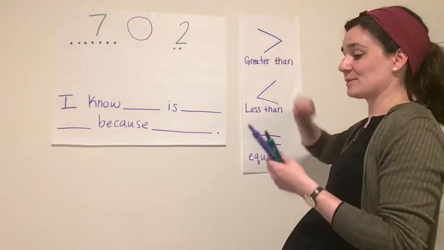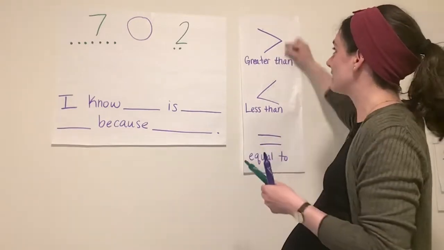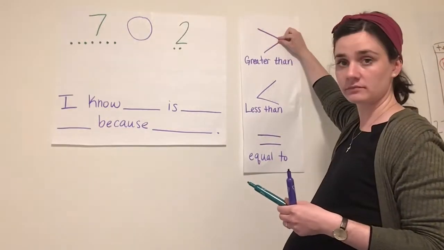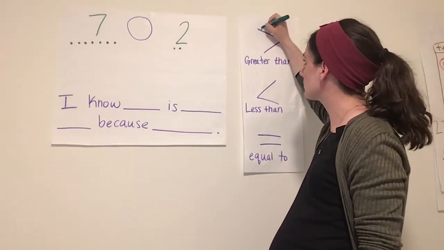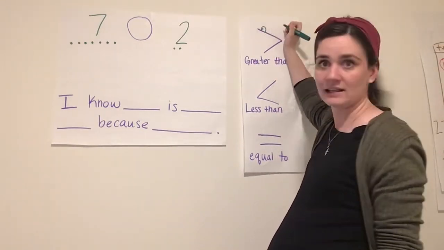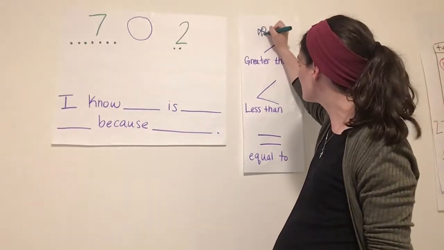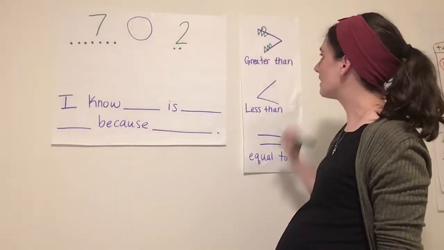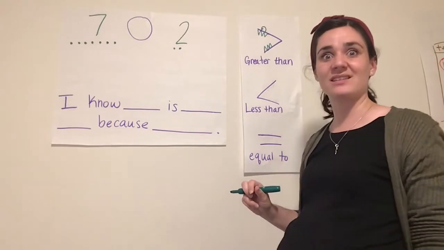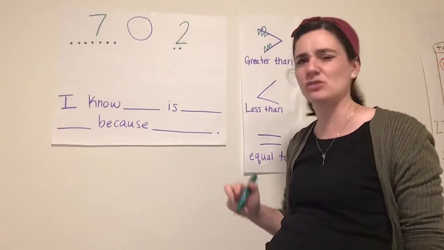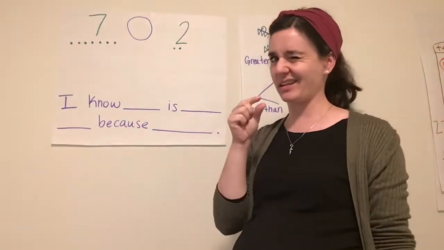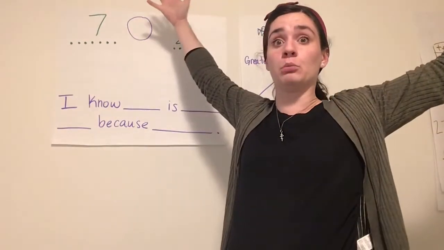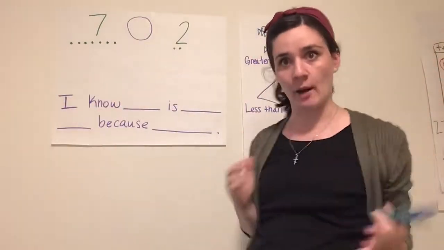Something that always helps me remember is this symbol, it means greater than. And we can think of it like an alligator. There's his eye. Here's his big teeth. And he always wants to eat the biggest number. He's so, so hungry. Nom, nom, nom. He doesn't want just a little snack. He wants a big meal, so he wants to eat the biggest number.